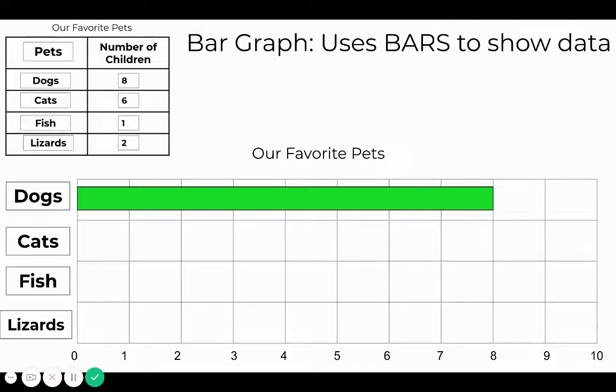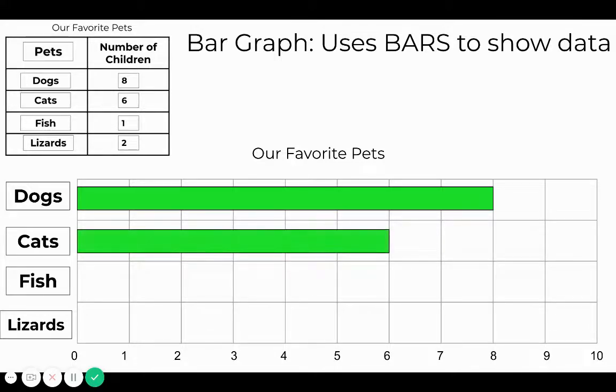For cats, I'm going to draw a bar that starts at the 0 and goes all the way to the 6. Fish starts at the 0, goes to 1, and lizards starts at the 0 and goes to 2. That is a complete bar graph that uses bars to show data or information that we've collected.